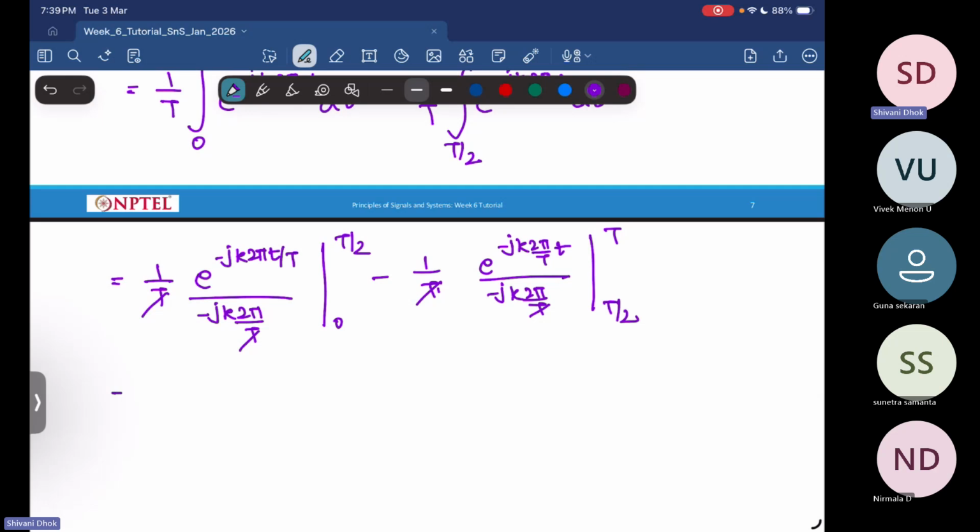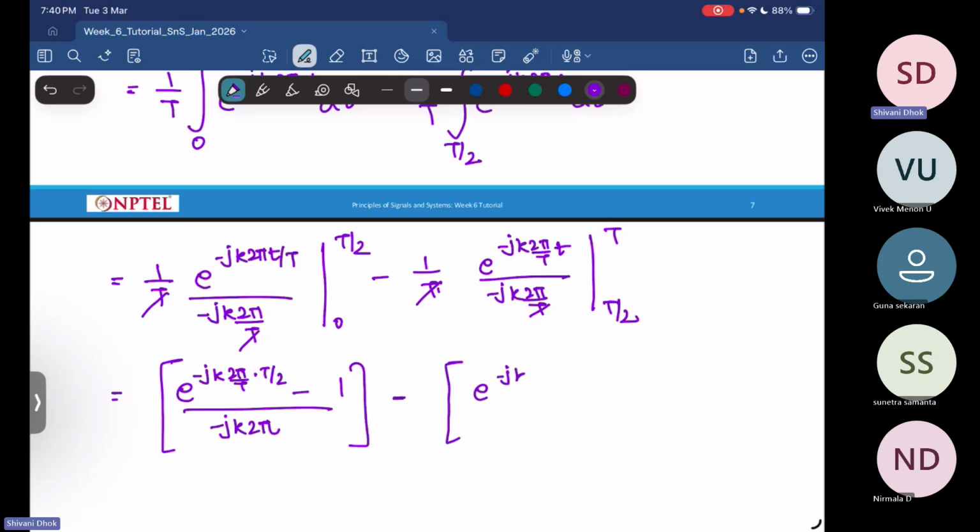Yeah. So what we are left with is e power minus j k 2 pi by T into t, from 0 to T by 2, minus 1. So e power minus j 0 is 1, upon minus j k 2 pi. This is the first one. Minus we have e power minus j k 2 pi by capital T into t, minus e power minus j k 2 pi by capital T into capital T by 2, whole divided by minus j k 2 pi.